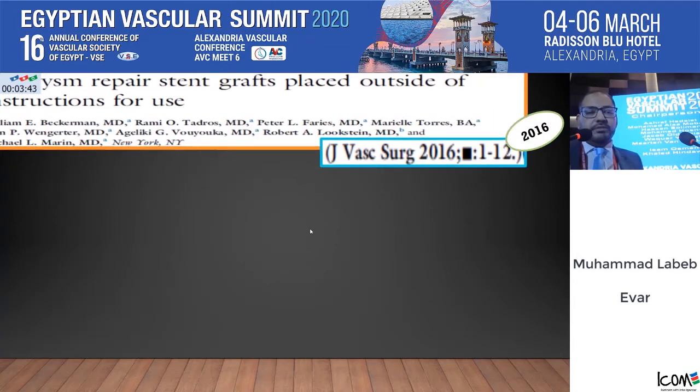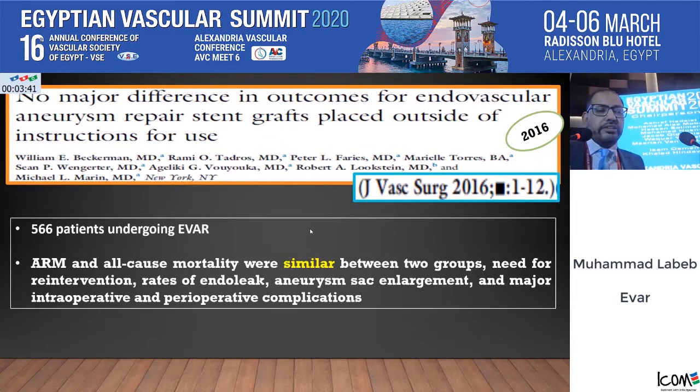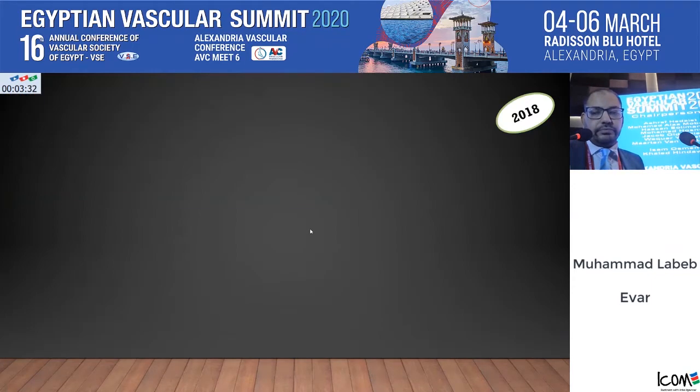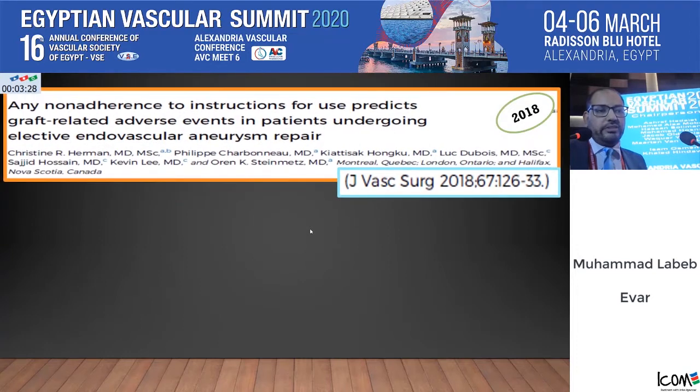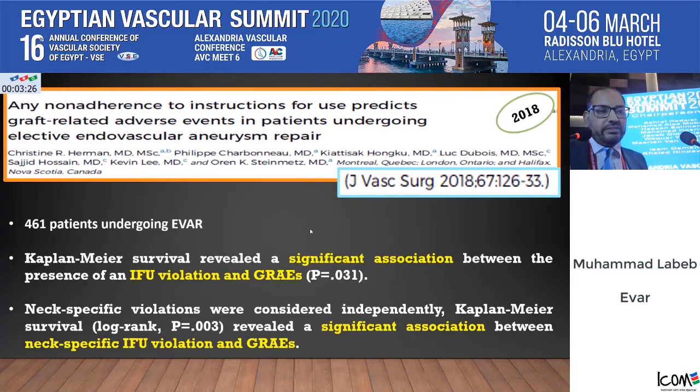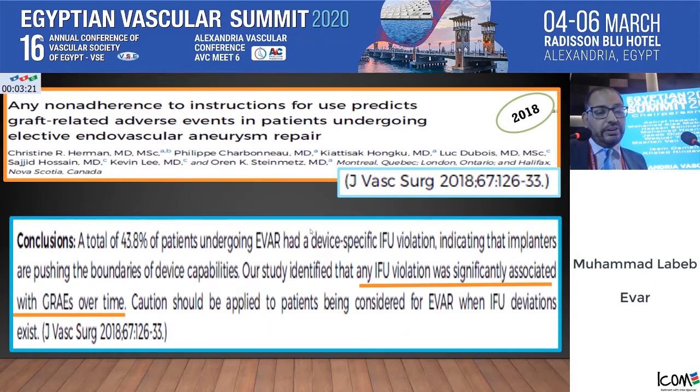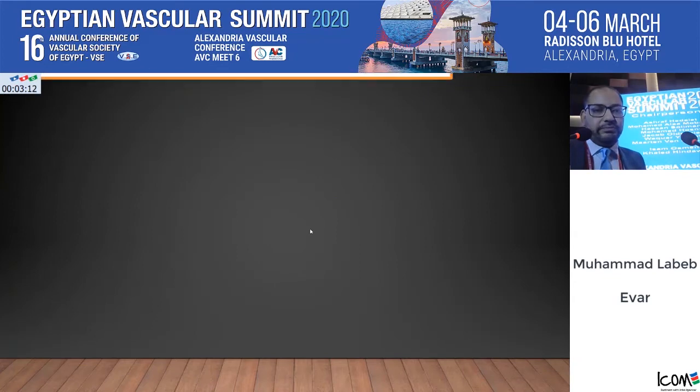In 2016, another study included 560 patients undergoing EVAR, and they reported aneurysm-related mortality and all-cause mortality similar between the two groups. Then finally, in 2018, another study recommended not to use EVAR outside instruction for use, as any instruction for use violation was significantly associated with graft-related adverse events over time.